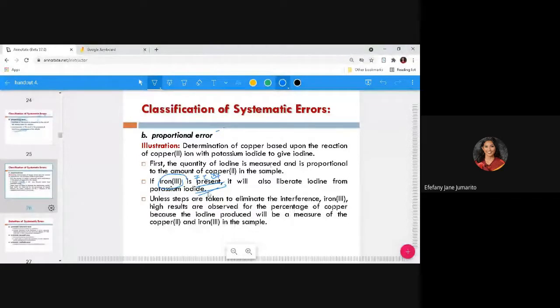So it seems we got the correct result because we are calculating the iodine concentration, but you are very wrong because instead of using your copper 2 plus, you have used your iron 3 plus. Iron 3 plus and copper 2 plus give the same yield, so it seems to check out, but you have an error because instead of copper, you have used iron 3 plus. So this one is proportional error.